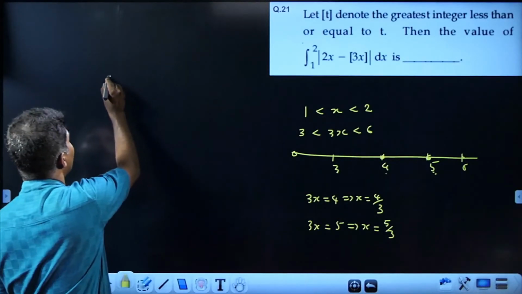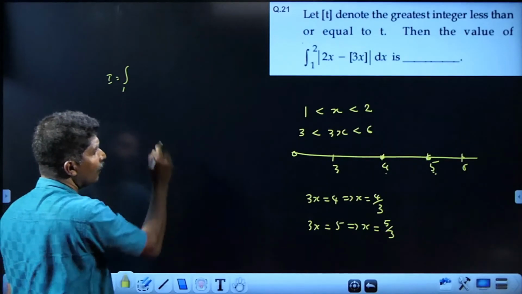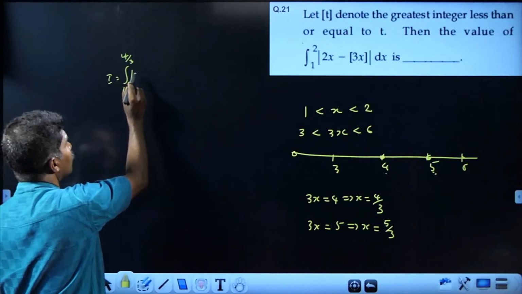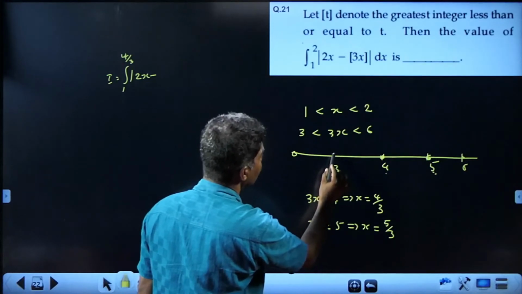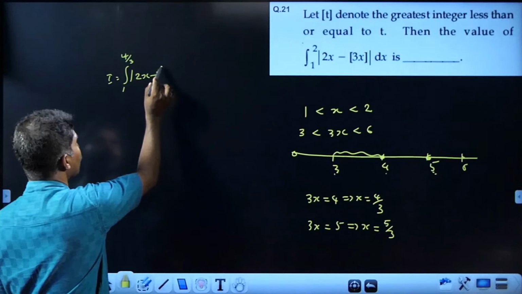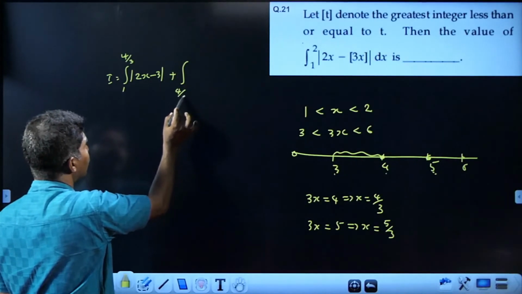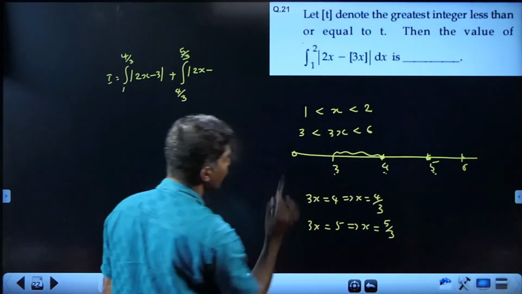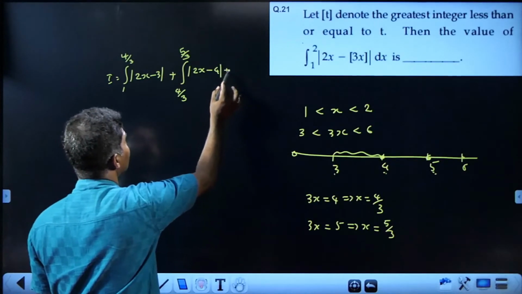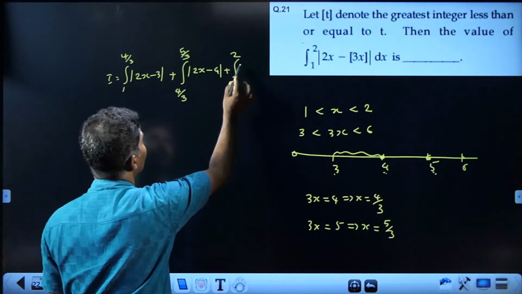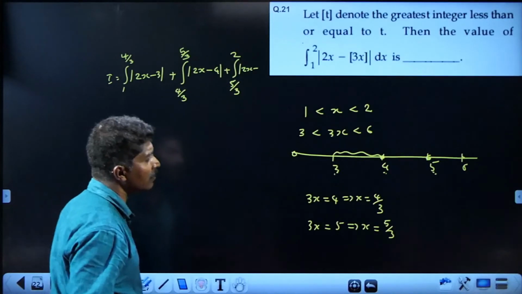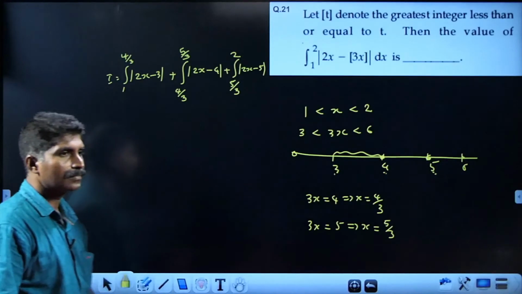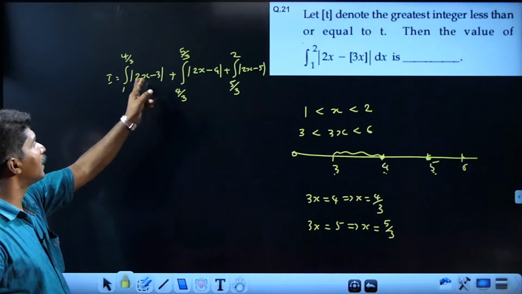How will you split? I is equal to integral, instead of 1 to 2, I will write integral 1 to 4 by 3 of modulus of 2x minus 3, where the integer part is 3, dx, plus integral 4 by 3 to 5 by 3 of modulus of 2x minus 3, where the integer part is 4, dx, plus integral 5 by 3 to 2 of modulus of 2x minus 3, where the integer value is 5, into dx.